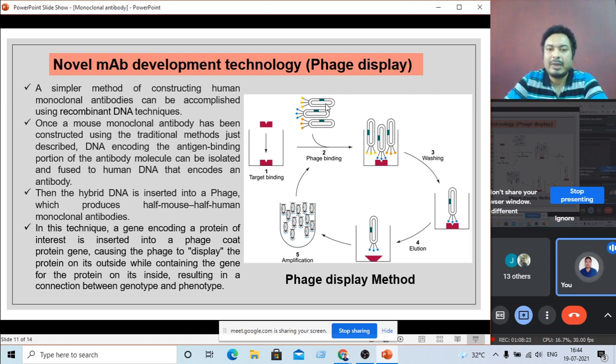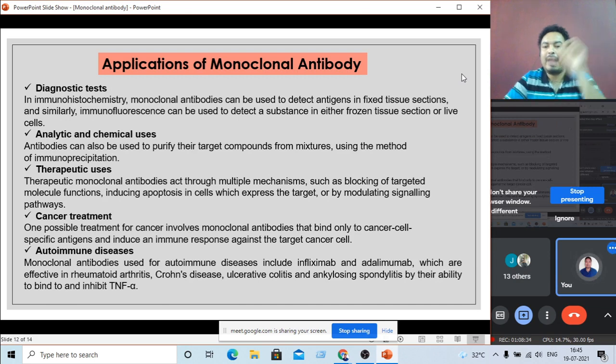So this is about the normal development or process of recombinant DNA technology to form monoclonal antibodies. Now let's go to the next one, applications, where the monoclonal antibodies are applied. These are the applications you can see.